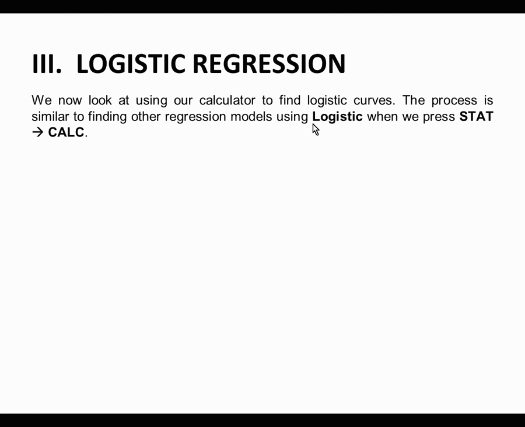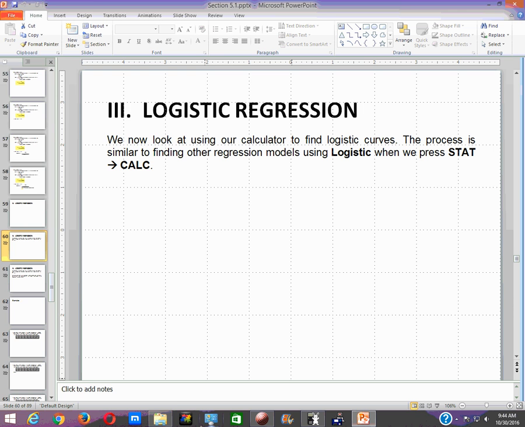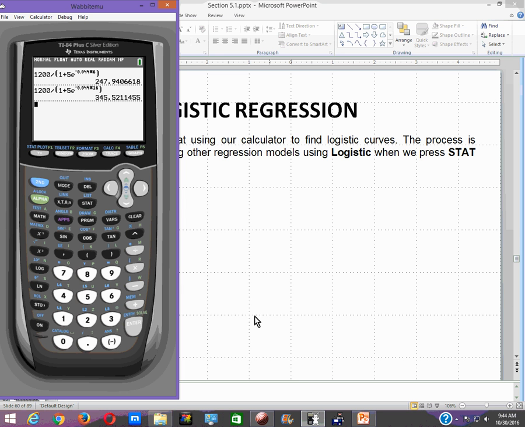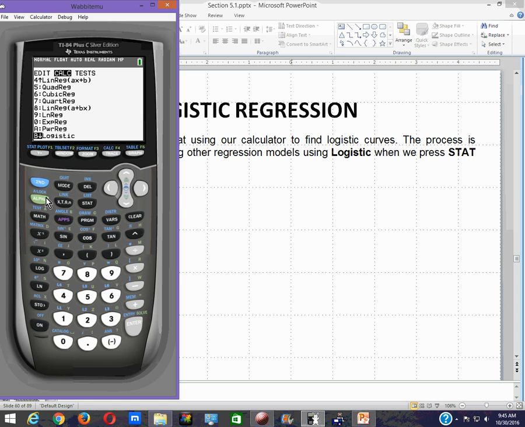So again, just to see it here, let's take out the calculator. Let me also clear this out since I'm going to be doing stuff. So if I do stat calc, we look for logistic. And notice it's choice B. So if you do alpha B, you can go straight to it.